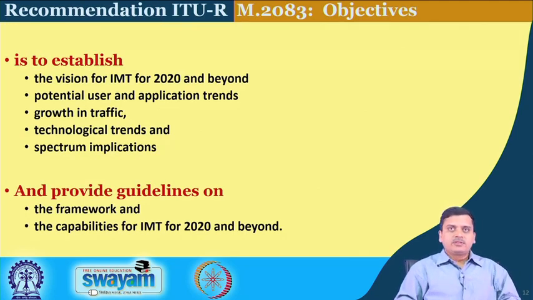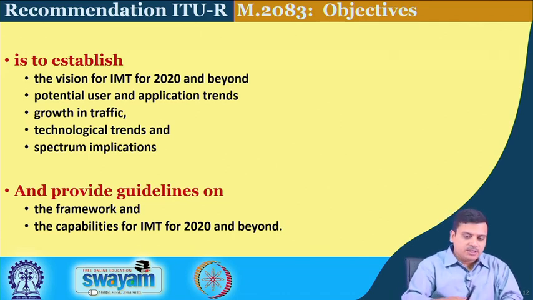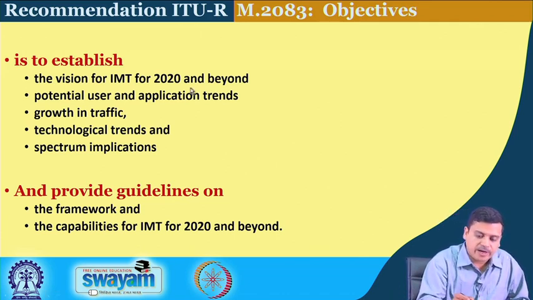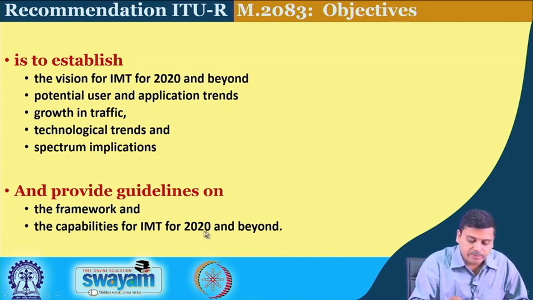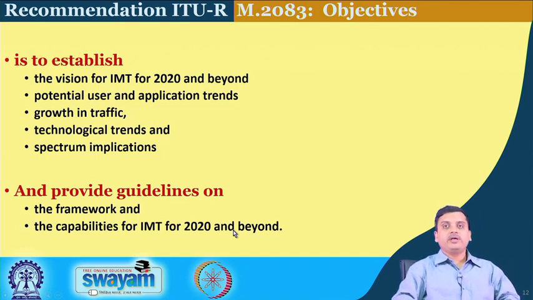And the objective of this particular document, 2083, is to establish the vision for IMT 2020 and beyond. This is very much pertinent for what we are going to discuss, and the potential user and application trends, because these will be the drivers. It will also discuss the growth in traffic, technology trends and spectrum implications, and it is expected to provide guidelines on the framework and capabilities for IMT 2020 and beyond systems.